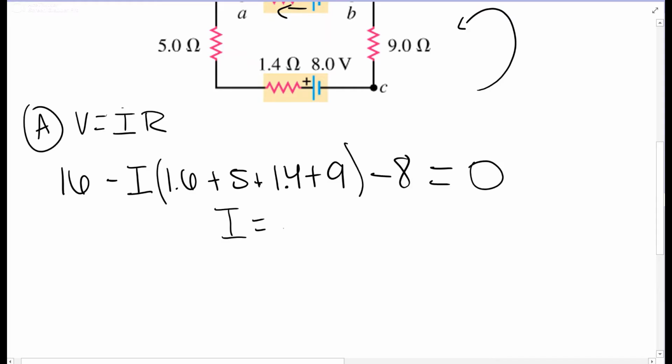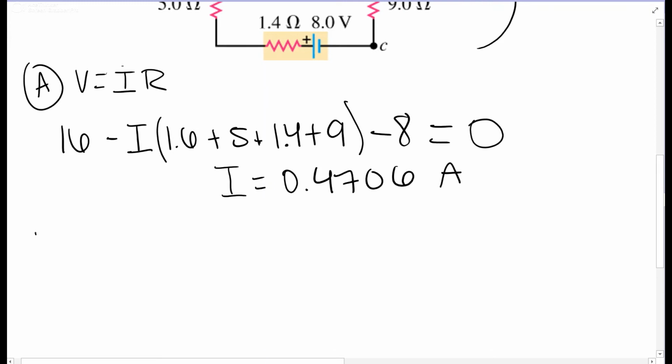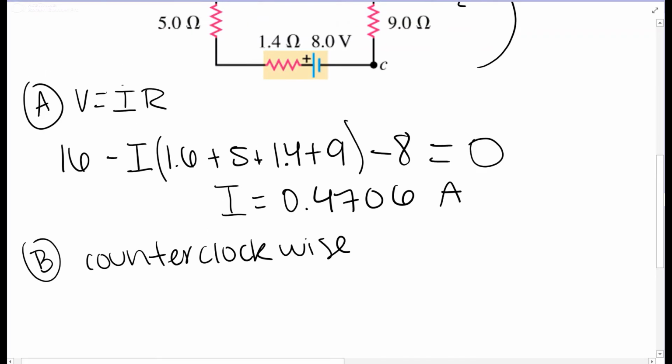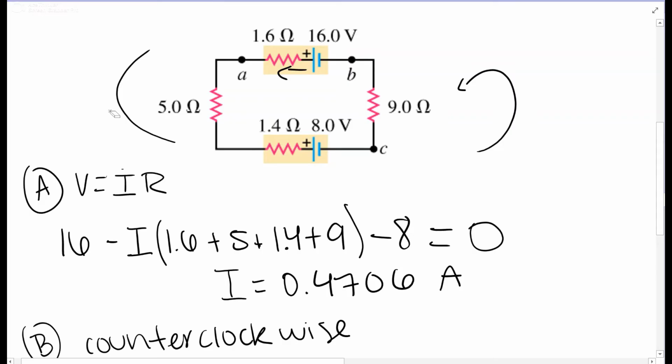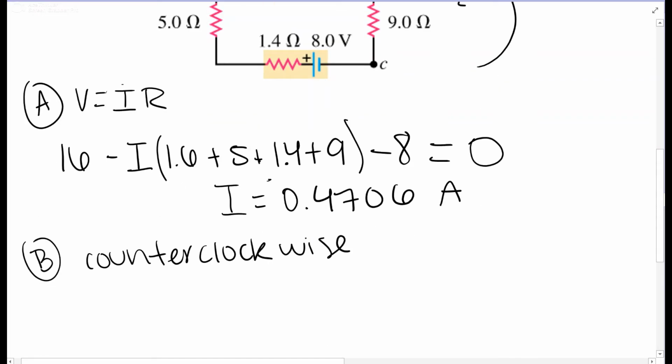You have everything else, and I is in amperes. So go ahead and solve that out, and you get 0.4706 for the long number of amperes. And this number is positive, which tells us that the initial direction we chose is correct. So B is counterclockwise. If you initially chose to go clockwise, you would have gotten this exact same number, but negative. And if it's negative, it tells you that you need to be going in the other direction.